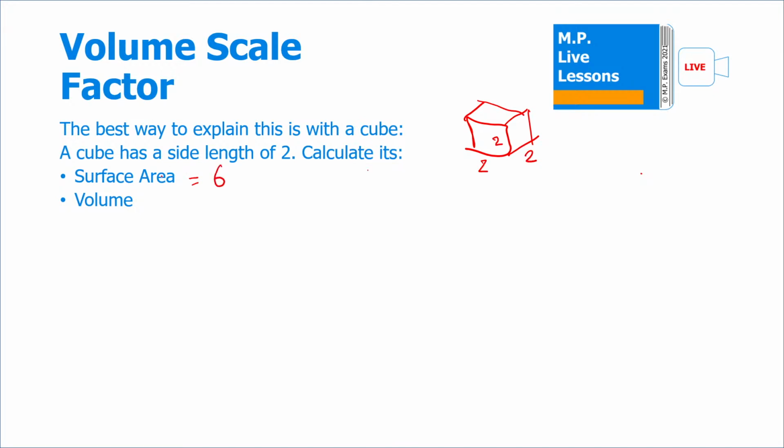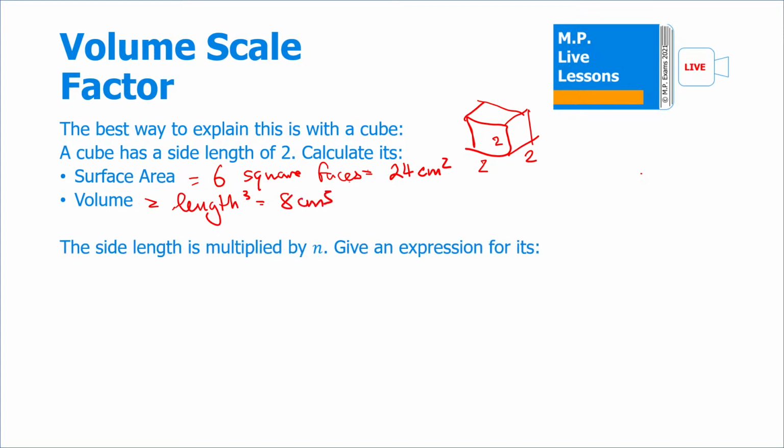Its surface area is the 6 square faces. This would be 24 centimeters squared. The volume is its side length cubed. That would be 8 cubic centimeters. Now, let's say the side length is multiplied by n. So now it becomes something larger, which I can't really draw, but just for demonstration purposes.